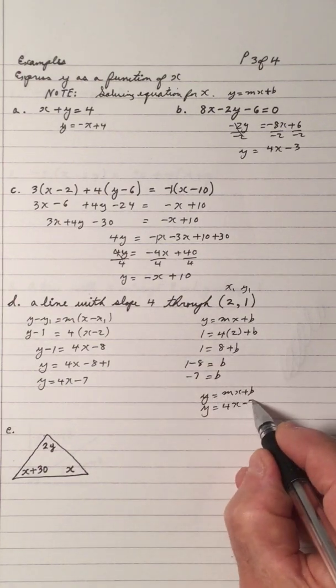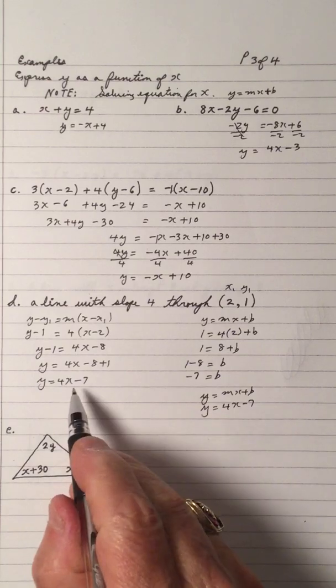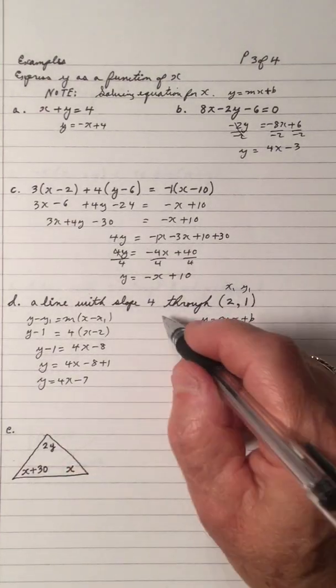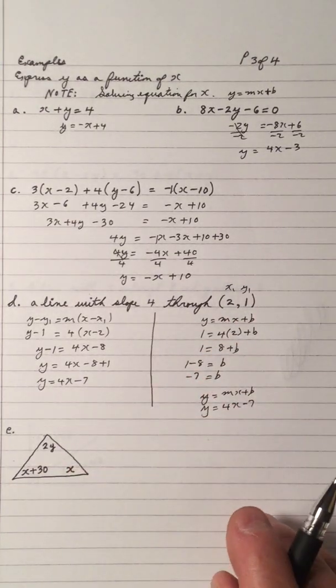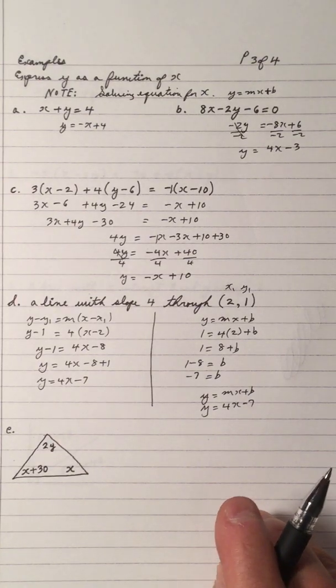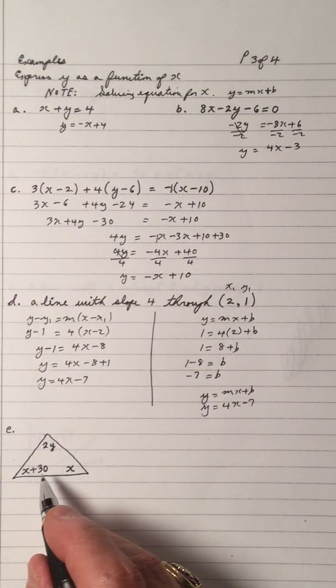And the b is negative 7. So the same equation here as it is here. So there's just two different ways to do that, but it's your choice. E, express y as a function of x.